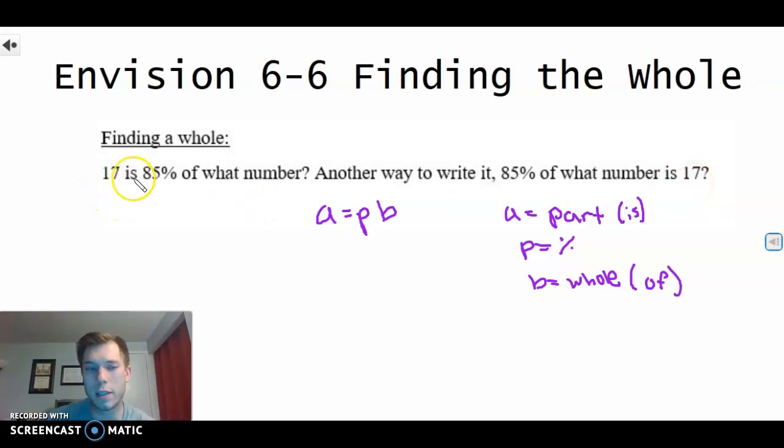So, in this case, what is 17? Well, 17 is identifiable by the word is. It's telling you that 17 is 85%. Well, 85% isn't a whole because it's not 100%. So that tells you, since it's saying literally 17 is 85%, that 17 must be the part. So we would substitute 17 in for A, which is our part. Well, we know our percent. It's identified by our percent symbol, so we could just write in 85%.